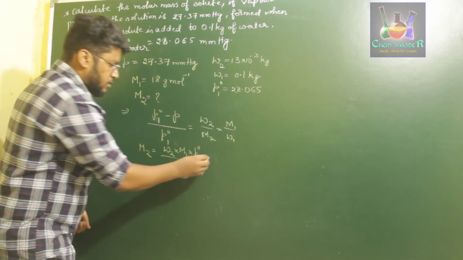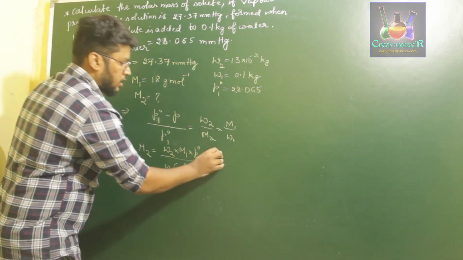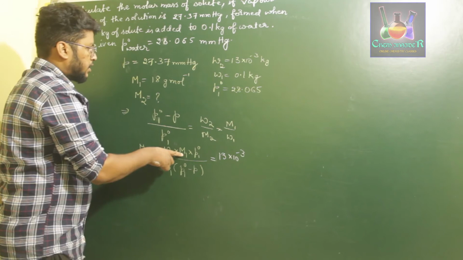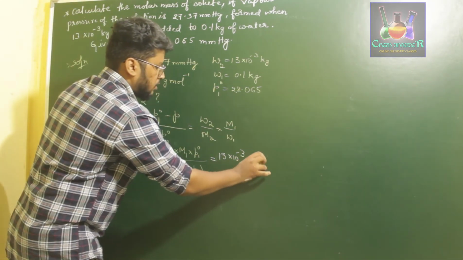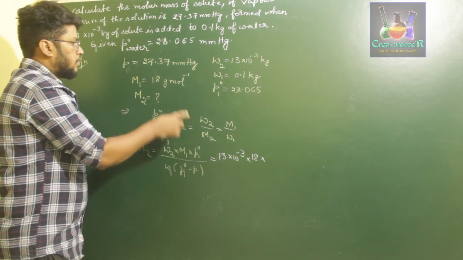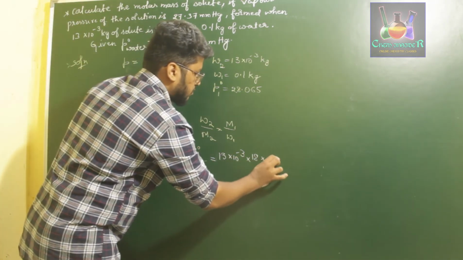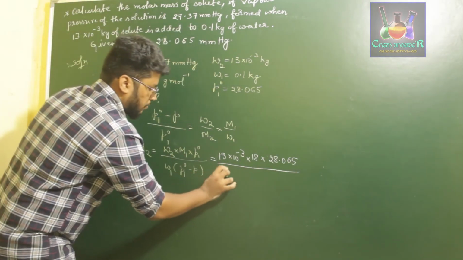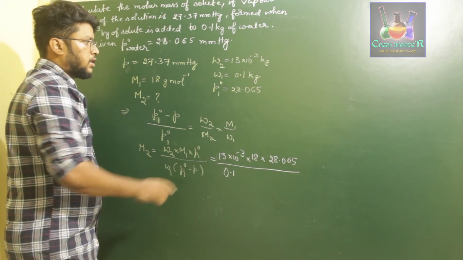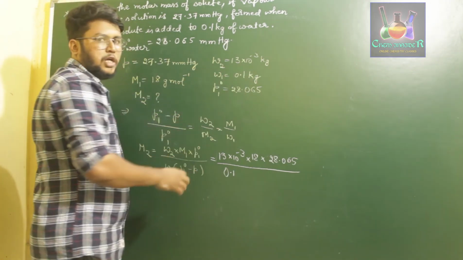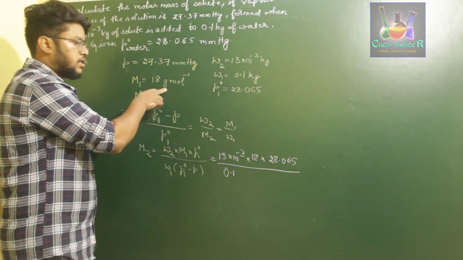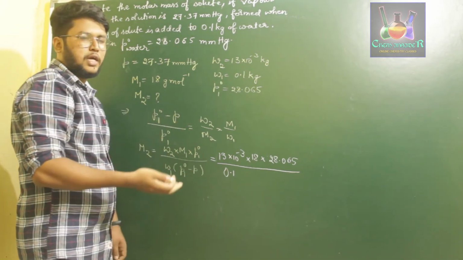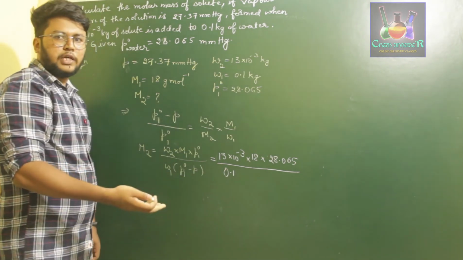So substitute their values. W2 is 13 into 10 power minus 3. M1 is 18 grams per mole, into P1 naught, which is given as 28.065, divided by W1, which is 0.1 kg. You observe that W2 and W1 are both given in kilograms, so they get cancelled. It doesn't matter if it is in grams per mole or kilograms per mole. Kilos get cancelled, and we work with the grams, which also get cancelled after the calculation.